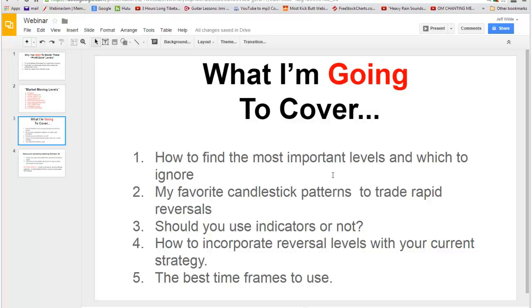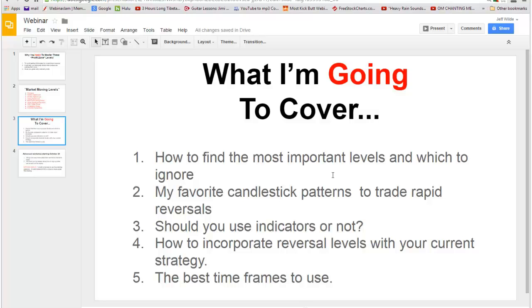I know a lot of you love indicators, and there's many out there, and I'm going to really tell you which ones you could use and which ones will totally screw you up as far as trading these rapid reversal points. And what's really important too is, we're going to be teaching you all this great information, but I don't want to get you confused.